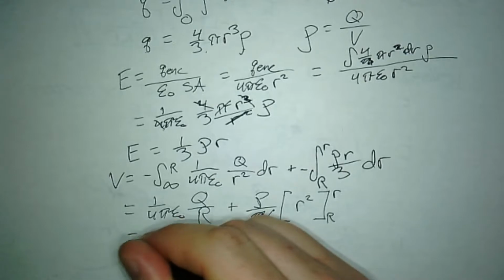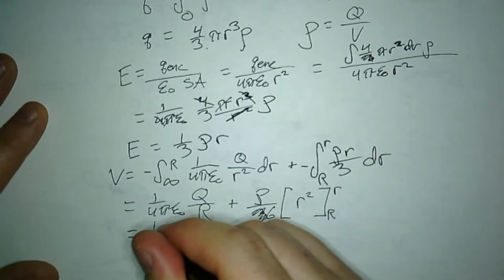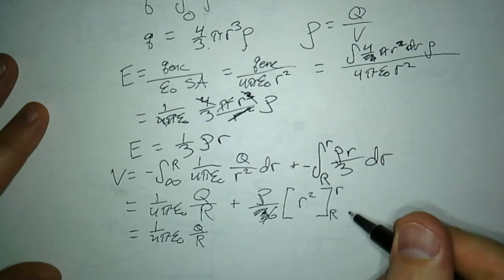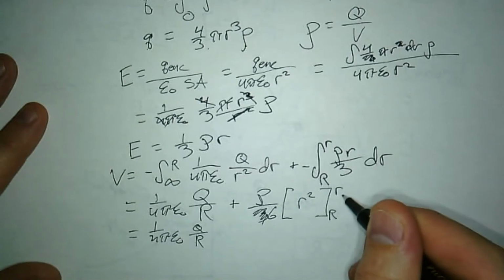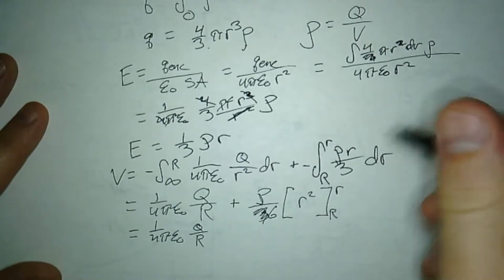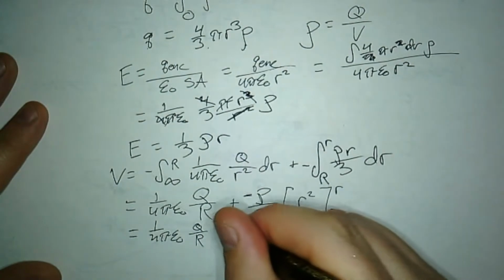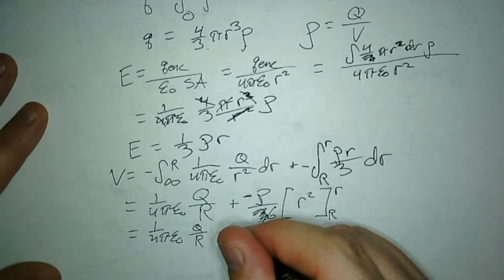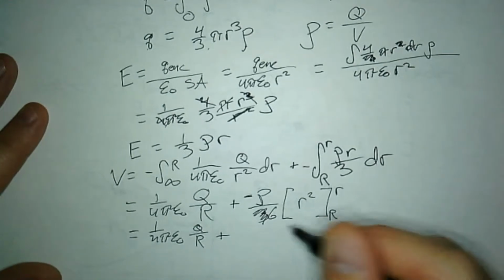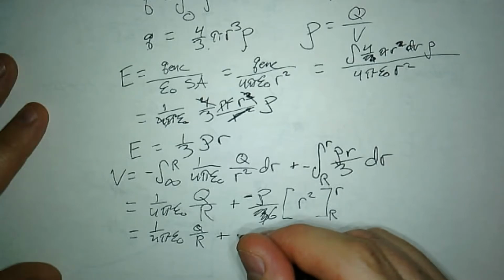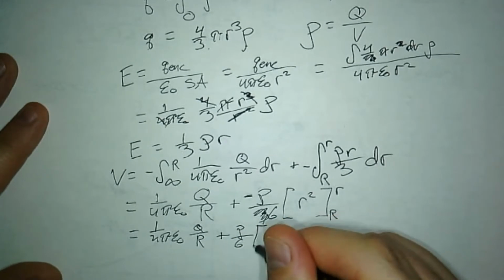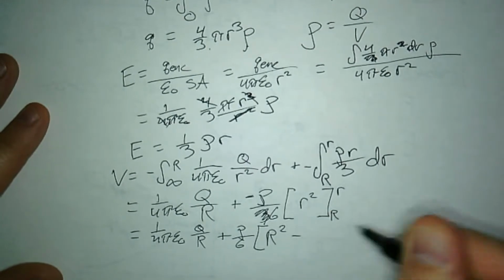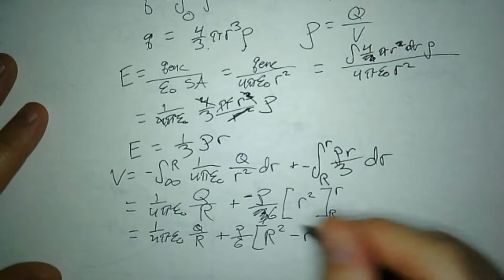Let's go ahead and finish that one. Epsilon naught Q over R. And then when we evaluate this, I forgot my minus sign here, didn't I? All right. So we're going to just flip our bounds with the minus sign. So I'm going to do plus rho over 6 times R squared minus r squared.